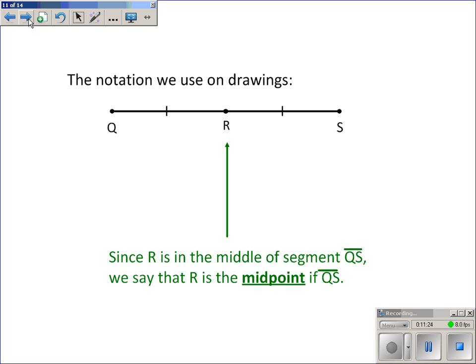Okay, midpoints. In this picture, what these little dashes mean is that this segment is the same as this segment. Okay, these segments are congruent. That's what the dashes mean. Now, since R is in the exact middle of the segment, we call it the mid segment. Okay, I'm sorry. It's called the midpoint because it's the point in the very middle of the segment, so it's the midpoint.